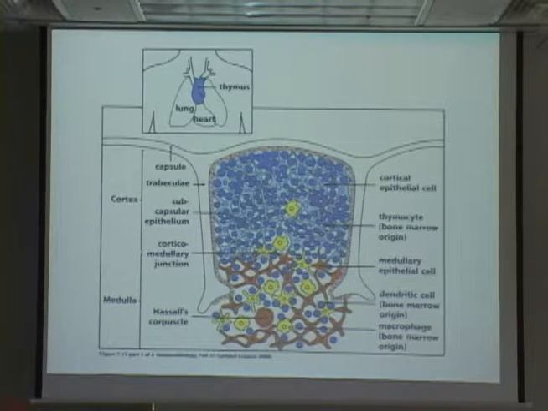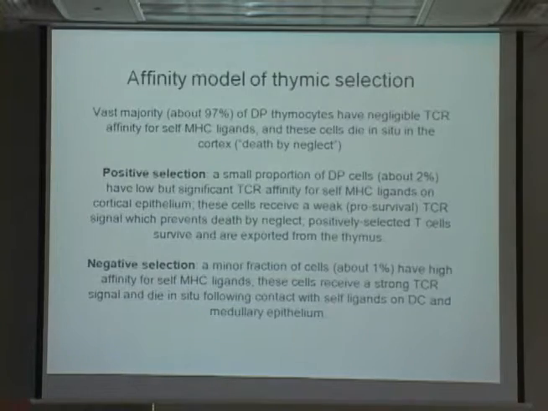And in fact, in mice and people who lack the AIRE gene, this deletion process cannot occur and you will develop autoimmune disease. Does that make sense? Okay. All right, so let's think about how cells are selected in the thymus.